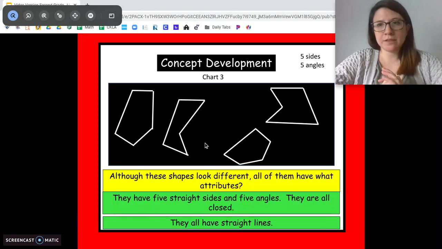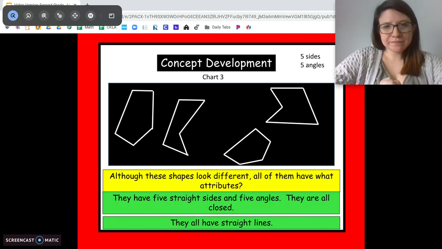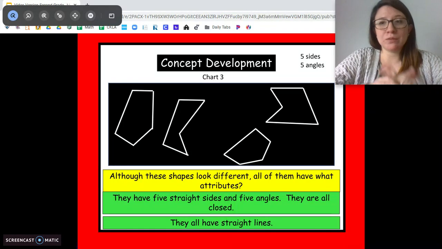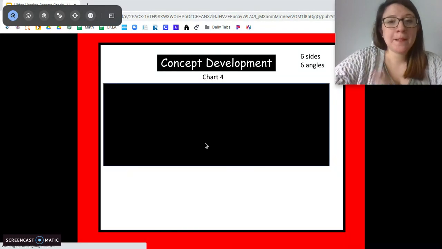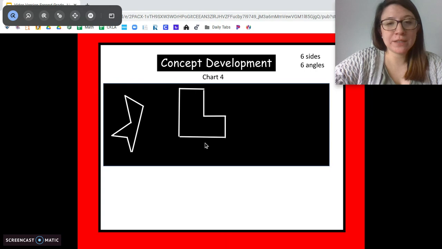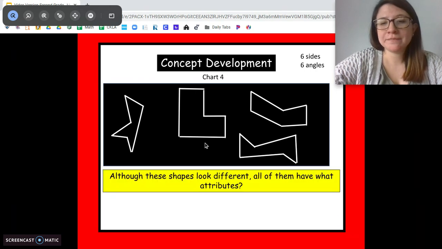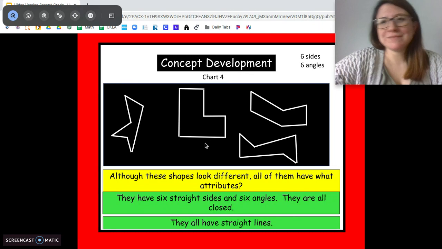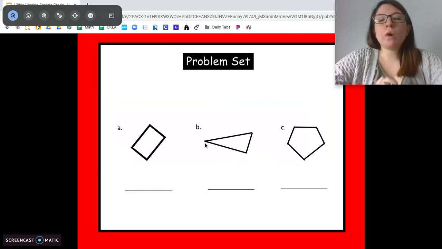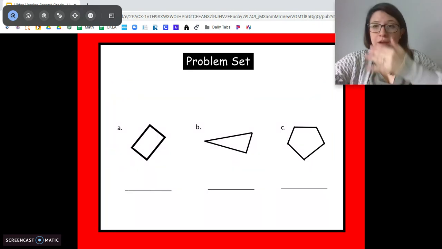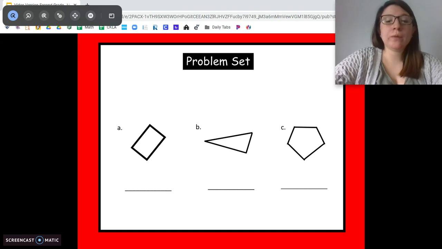Now these shapes we went over yesterday have 5 sides, 5 angles. What would these be called? These would be a pentagon. Good. And then we have shapes with 6 sides and 6 angles. What would these be called? Hexagons. Beautiful.